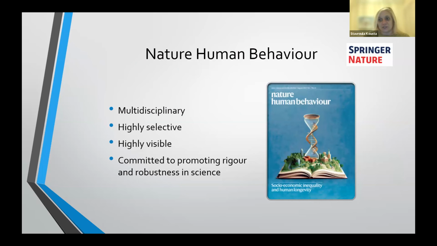A little bit about the journal. Nature Human Behavior is a multidisciplinary journal. We publish research from across the natural and social sciences on human behavior. The journal is highly selective and highly visible. And since launch, we have been committed to promoting rigor and robustness in science. This is a key reason why we partnered with the Institute for Replication.